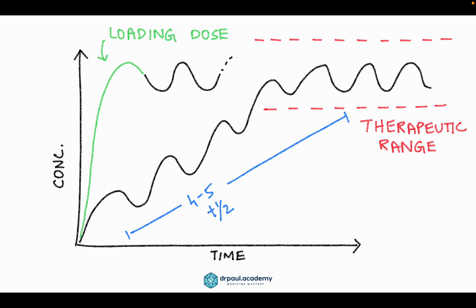And the subsequent doses can be smaller ones, which maintain the concentration. Those are called the maintenance doses. Now, we're going to see how to calculate these doses.